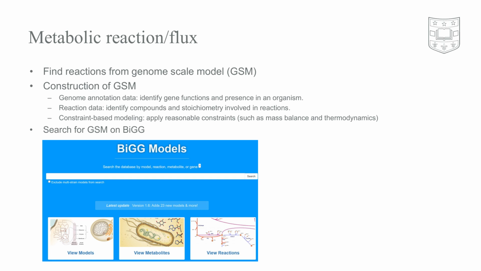Finally, constraint-based modeling is applied to incorporate physical and chemical constraints such as mass balance and thermodynamics, ensuring accurate predictions of metabolic behavior. The BiGG database is a powerful resource for exploring genome scale models. It allows researchers to search for models, reactions, metabolites, and genes.